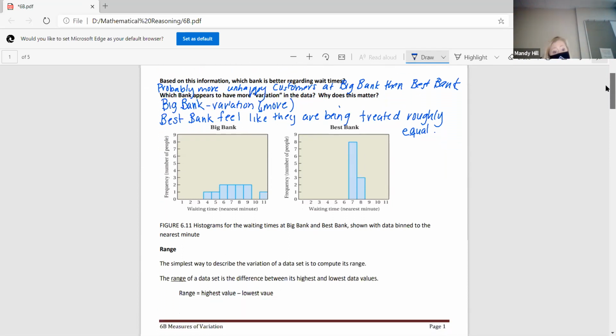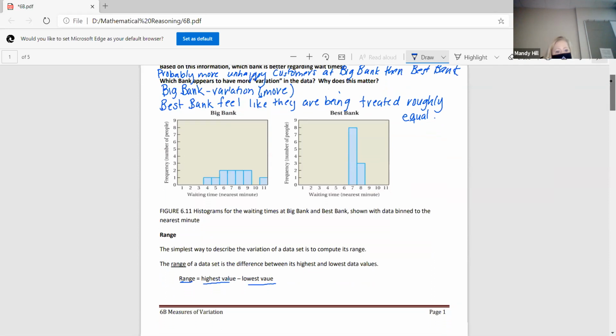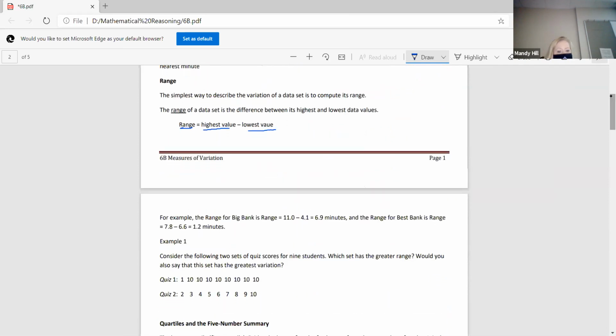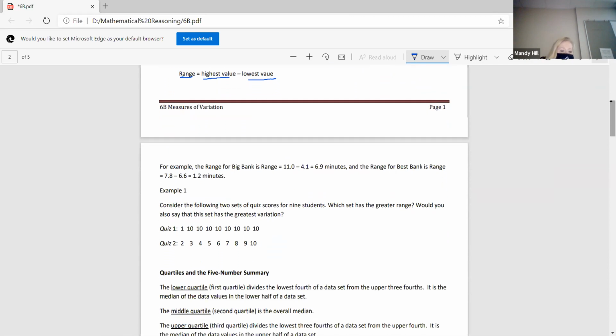Another thing that you can look at is range. Range is a very easy calculation to come up with. The simplest way to describe the variation of a data set is to compute its range. Range is simply the highest value minus the lowest value. You probably have been exposed to that at some time or another. For example, the range for Big Bank is 11 minus 4.1, which is 6.9 minutes. Best Bank's range is 7.8 minus 6.2, which is 1.2 minutes. That's a vast difference in ranges, which is going to affect the variation most of the time.